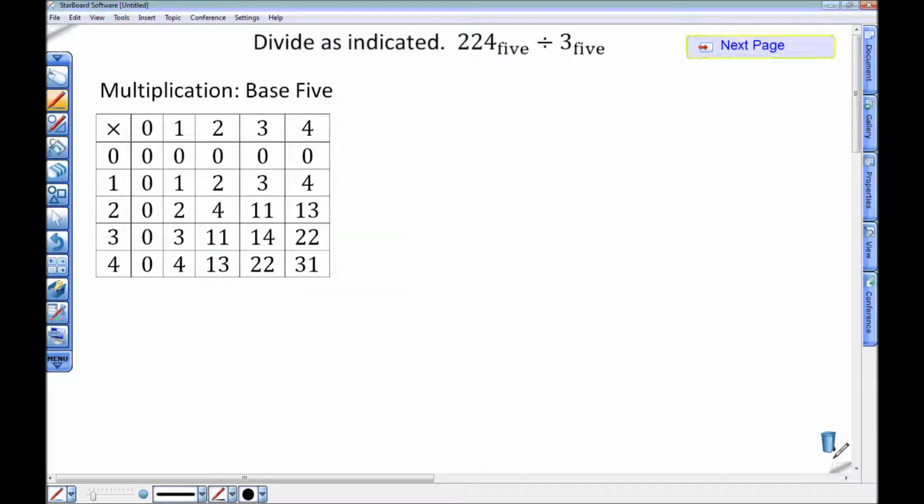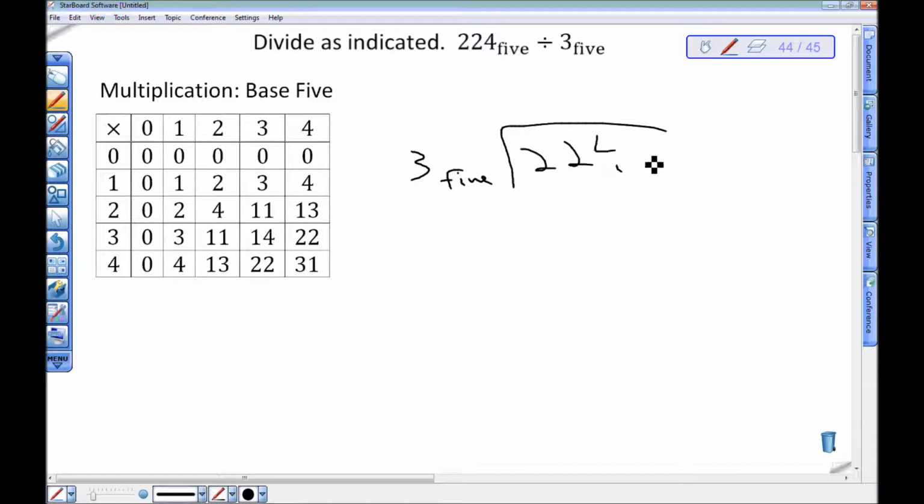Here I already have made up my multiplication table base 5, so I'm just going to dive right in. I want 2, 2, 4 base 5 divided by 3 base 5. So how many times does 3 go into 2? It doesn't. How many times does 3 go into 2, 2? Well, looking here, it goes in there 4 times. 4 times 3 is 2, 2. Subtract gives me 0. Bring down my 4.